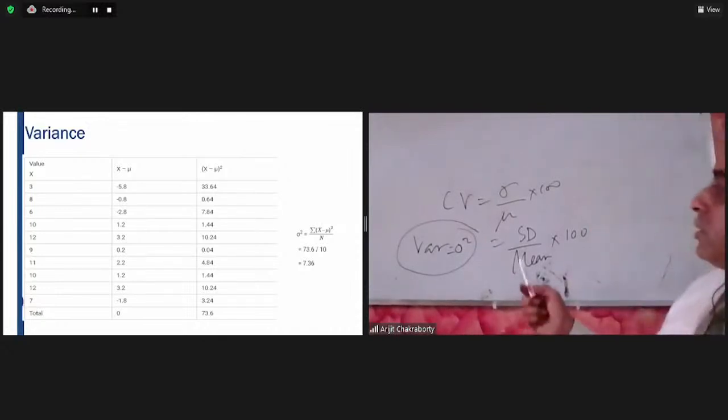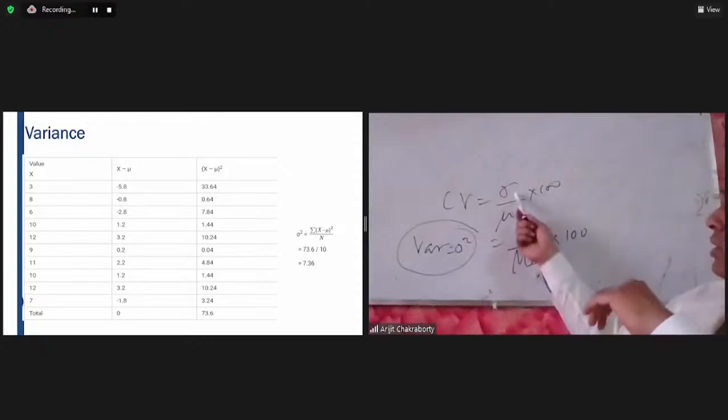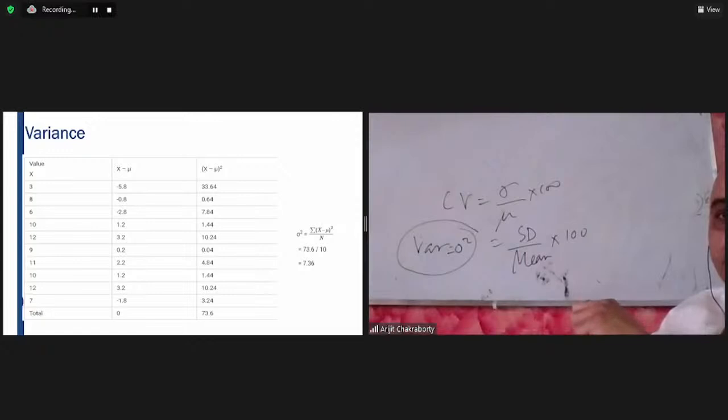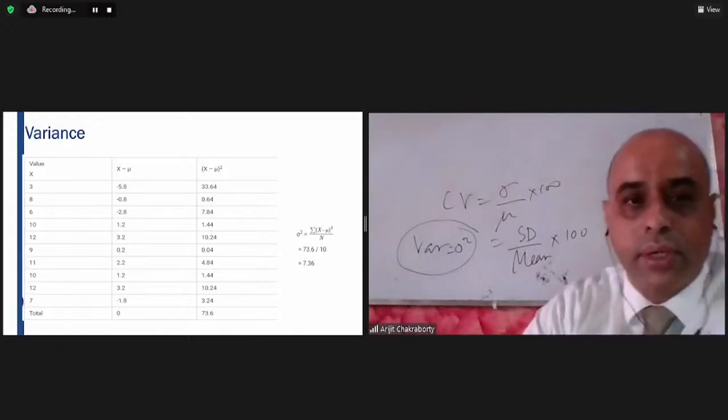You can see we have written coefficient of variation here: sigma by mu into 100. So let us take a simple example, and we will try to find out the coefficient of variation. We will take some examples.